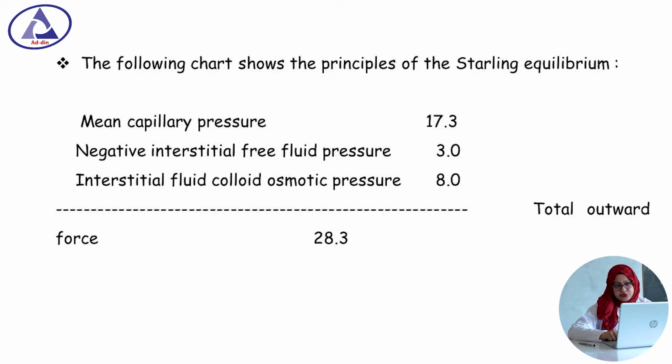This is a chart showing the principles of Starling equilibrium. The mean forces tending to move fluid outward are the mean capillary pressure, which is about 17.3 millimeters of mercury, the negative interstitial free fluid pressure, which is about 3 millimeters of mercury, and the interstitial fluid colloidal osmotic pressure, which is about 8 millimeters of mercury. Therefore, the total outward force is about 28.3 millimeters of mercury.